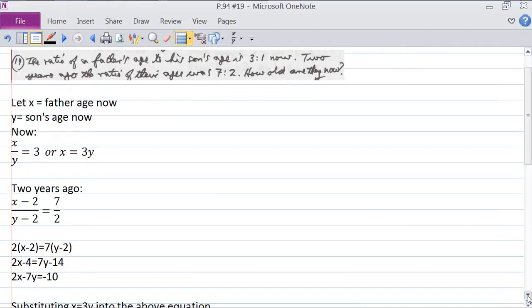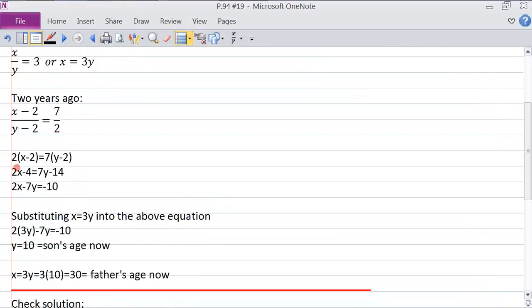When we work this out with the distributive rule, we get 2x, 2 times minus 2 is minus 4, 7 times y is 7y, and 7 times minus 2 is minus 14. We bring the minus 4 over from the left to the right, and that becomes minus 10. 2x minus 7y equals minus 10.